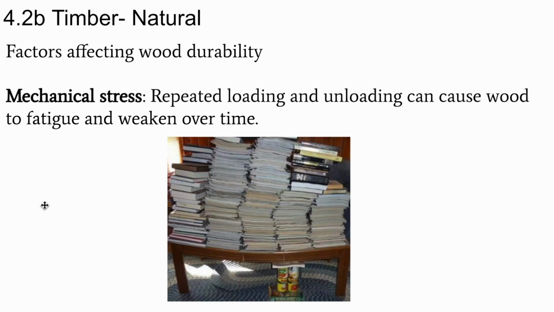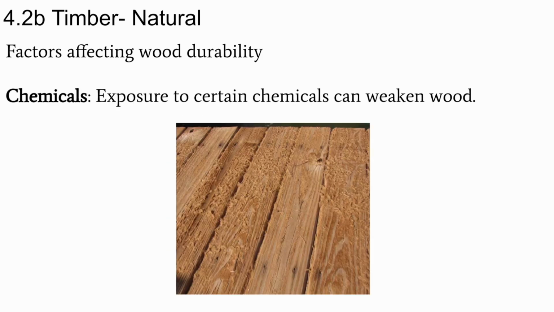Mechanical stress. If you repeatedly load and unload wood, it can cause the wood to fatigue and weaken over time. This is just an extreme example, but you can see that it's weakening down the center there. Chemicals. If you expose wood to chemicals, it can weaken it. This is wood that has been exposed to salt, and you can see it damages the wood over time.